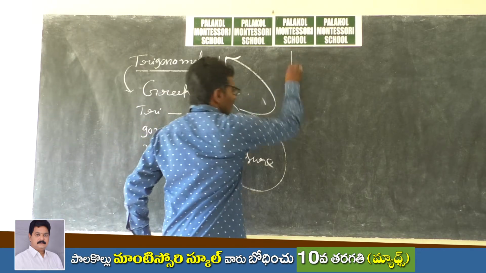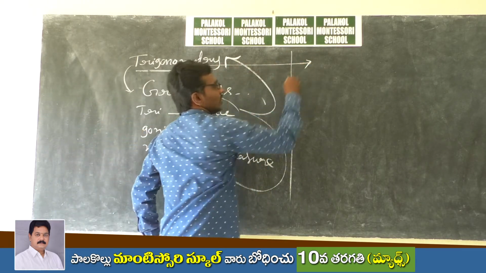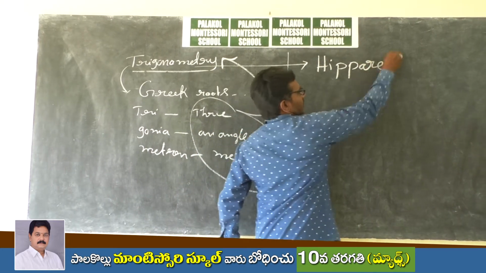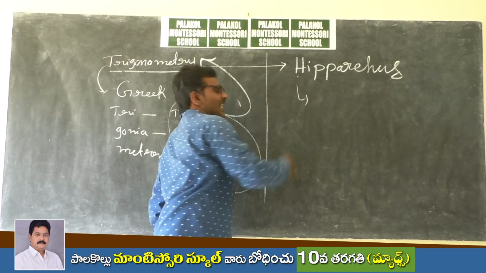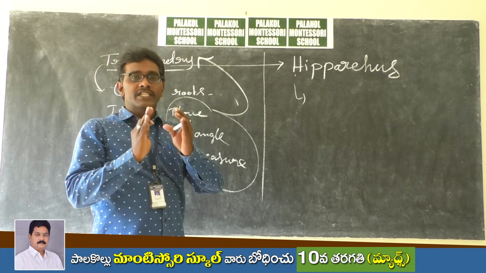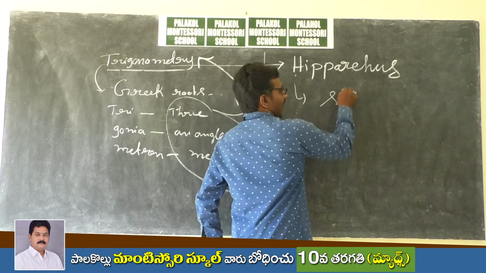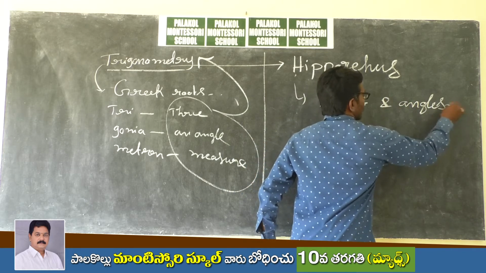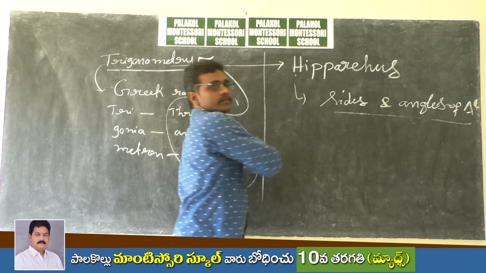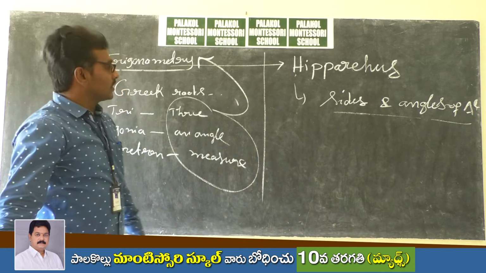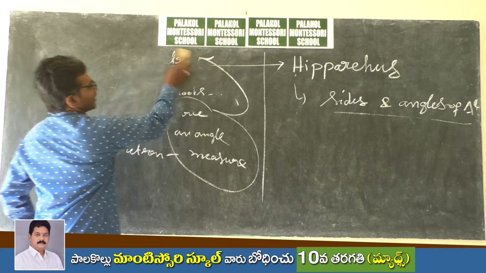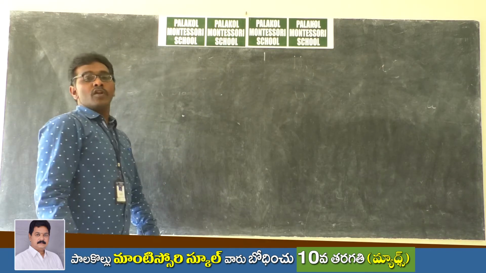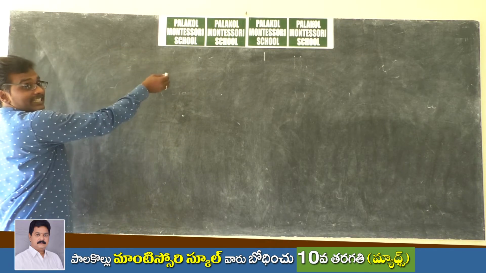So this was developed by Hipparchus. He established the relation between the sides and angles of a triangle. So next, this is the introduction part of trigonometry. Coming to the point, naming of the sides in the triangle.